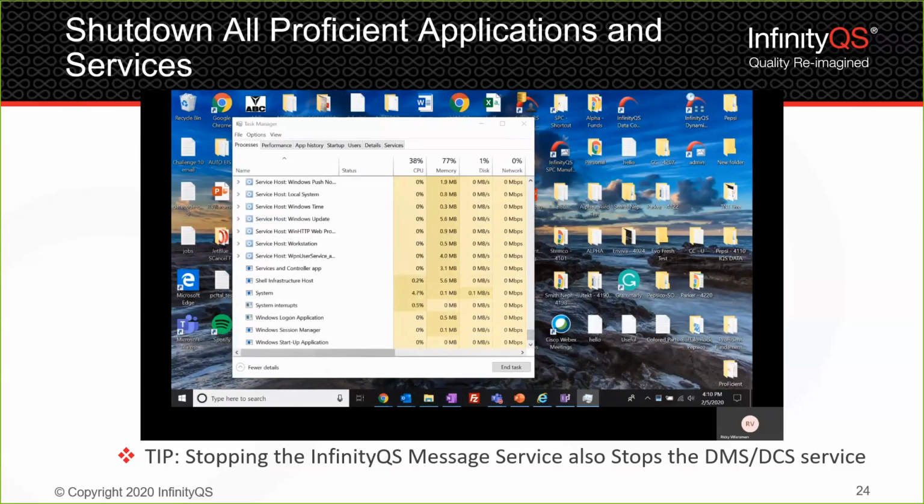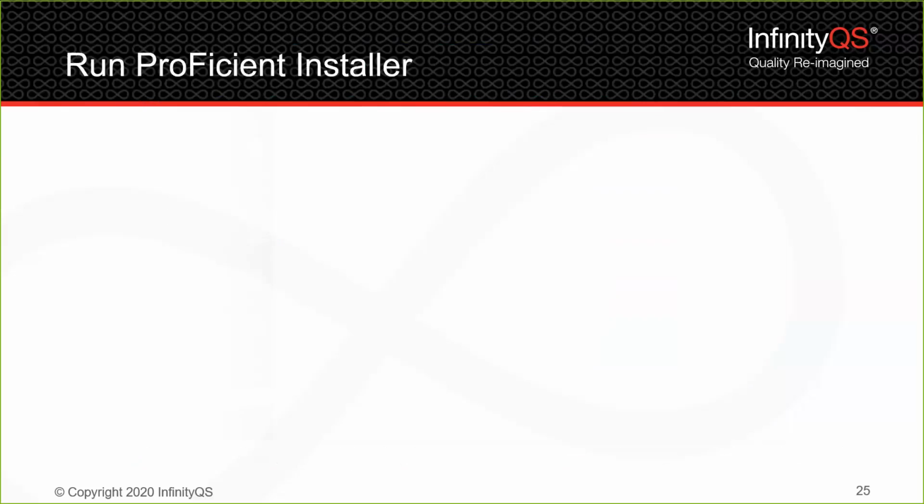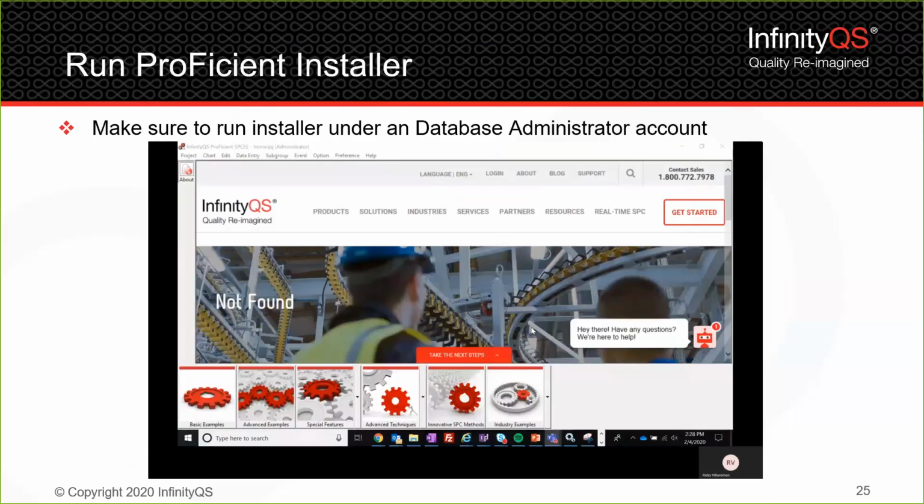All right, so once you've made sure all your Proficient applications and services have been stopped for the time being, what you're going to want to do is go through the actual installer process, the upgrade process. Again, make sure you do this with a database administrator account, because if you don't, you're going to run into some issues.